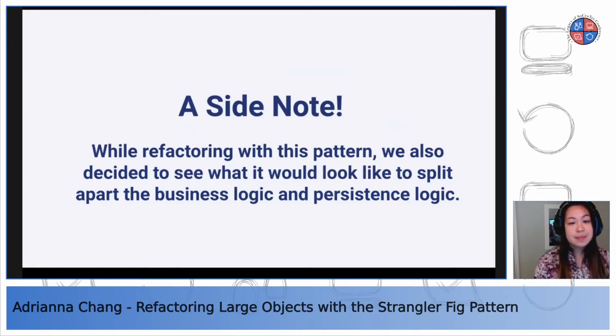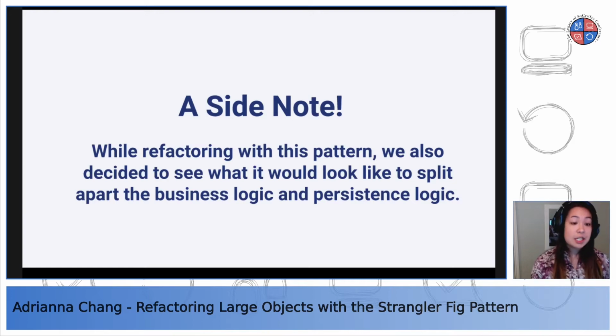A side note, just an aside before we actually start diving into the code. While refactoring with this pattern, we also decided to see what it would look like to split apart the business logic and the persistence logic. For those of you who have worked with Rails, Rails has an Active Record framework. Usually you define classes that are Active Records, which means they implement the Active Record pattern, a pattern in which objects carry both persistent data and behavior which operates on that data. So Shop is an Active Record.